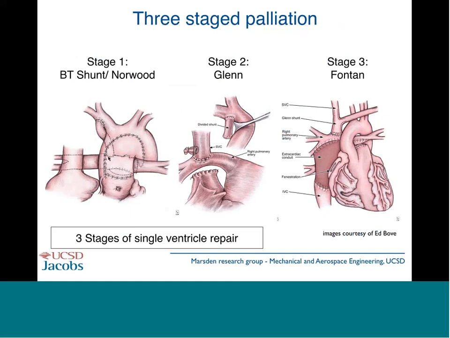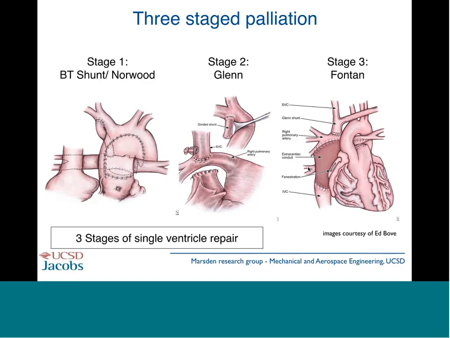This is typically a 3 to 4 millimeter shunt. The important thing to realize here is that this shunt then provides the baby's only source of oxygenated blood flow. So this is done in a neonate, and then at about 3 months of age, they typically perform stage 2, which is called a Glenn surgery. This surgery connects the superior vena cava, the venous return from the upper body, to the pulmonary arteries. And then this is followed at age 3 to 4 by a Fontan surgery.